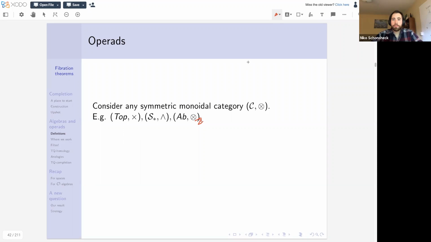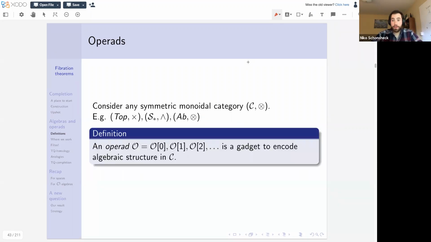If you're not familiar with operads, I want to offer the following definition, which should maybe be in scare quotes. But the idea is that an operad is just a sequence of objects. Each of these O_n is an object in my category. And one of the reasons we're interested in operads is because they can encode algebraic structure. So if you're not familiar with operads, think of it as sort of a black box that is encoding algebraic structure in your category.